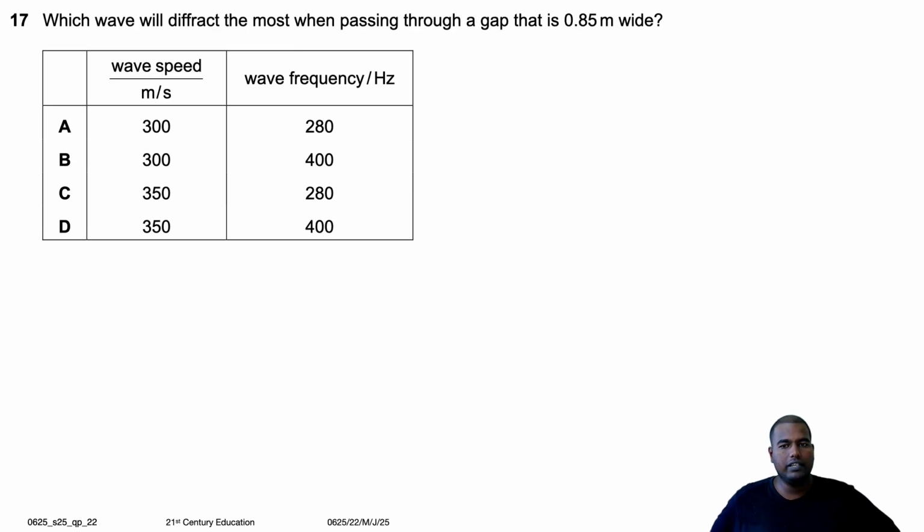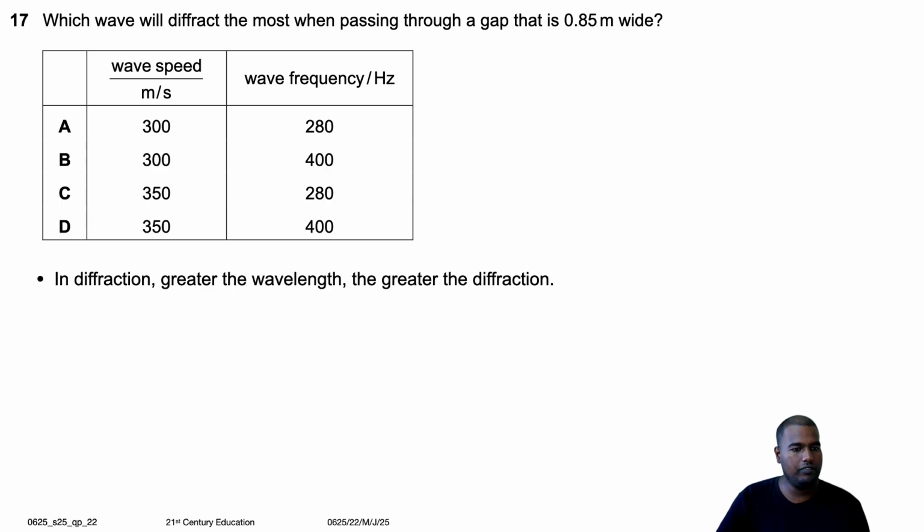Which wave will diffract the most when passing through a gap that is 0.85 meter wide? Velocity is given, frequency is given. We need to find the wavelength. With wavelength only we can tell. With frequency also we can tell, but with the combination of velocity and frequency, we have to find the wavelength. In diffraction, the greater the wavelength compared to the size of the width, the greater the diffraction. We know that v is f lambda, so lambda is v by f. We'll calculate the lambda of all values.